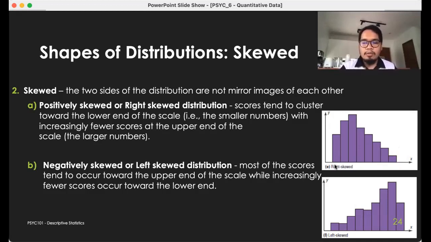When you say negatively skewed distributions, or skewed to the left, as in the illustration below, most of the scores are high. So again, that's the rule. If you have a positively skewed distribution, most of the scores will be low. If you have a negatively skewed distribution, most of the scores are high because the concentration is on the right.